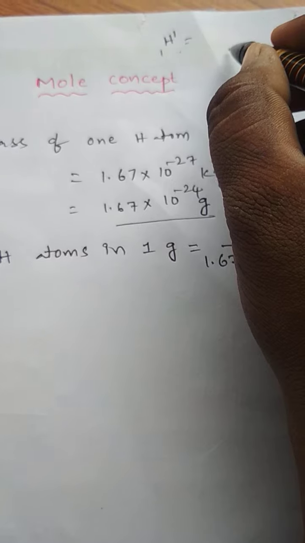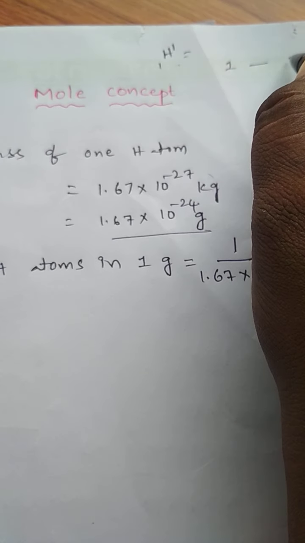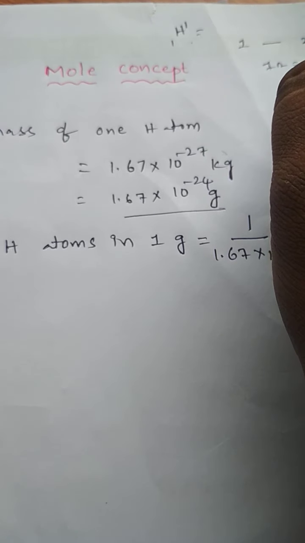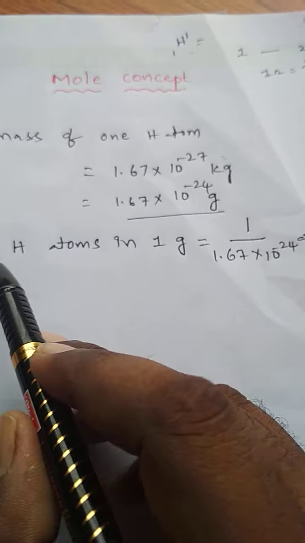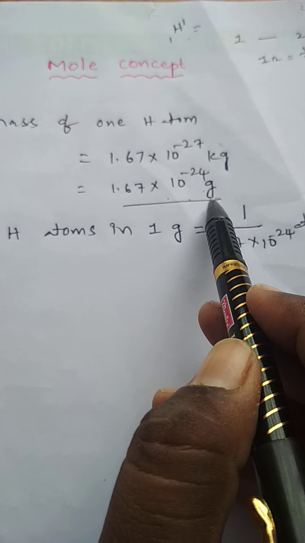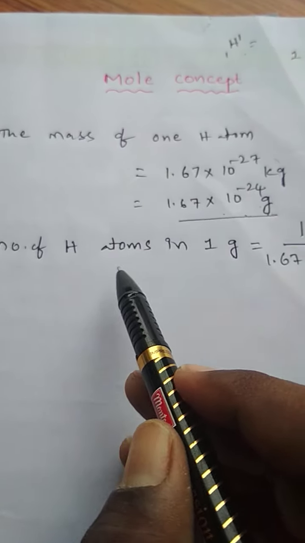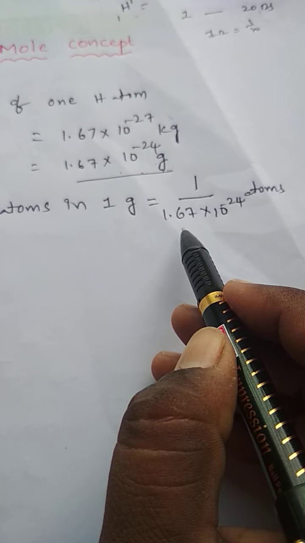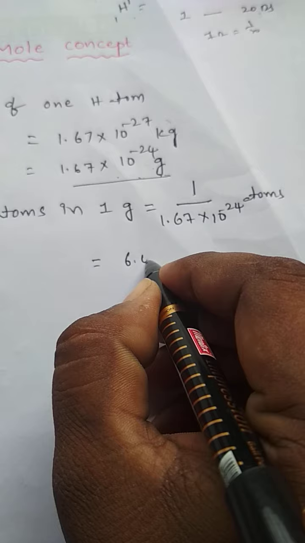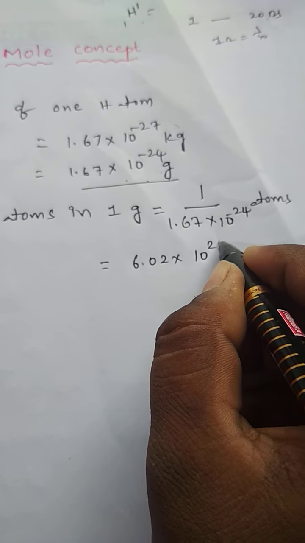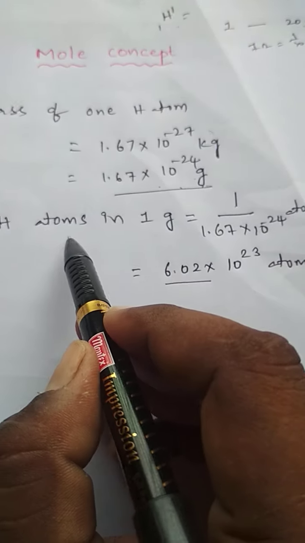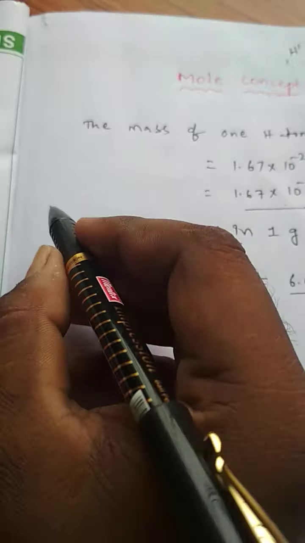For example, 1 packet of chocolates is equal to 20 rupees. Then how many chocolates will we get for 1 rupee? That is equal to 1 by 20. So like that, the mass of one hydrogen atom is 1.67 into 10 to the power of minus 24 grams. The number of hydrogen atoms in 1 gram is equal to 1 by 1.67 into 10 to the power of minus 24 atoms. That is equal to 6.02 into 10 to the power of 23 atoms. So these are the atoms present in 1 gram of hydrogen. This is one example.